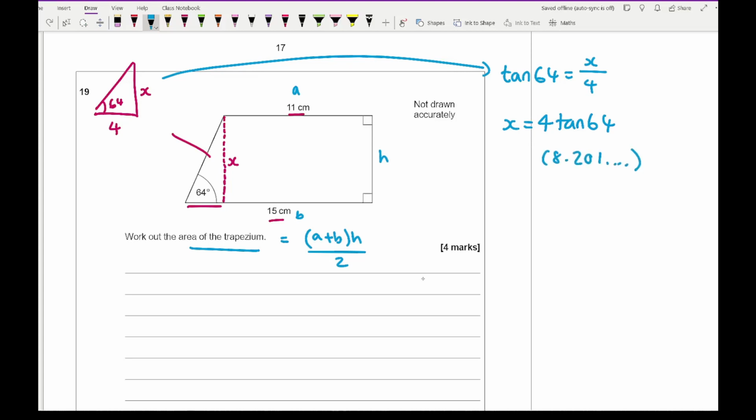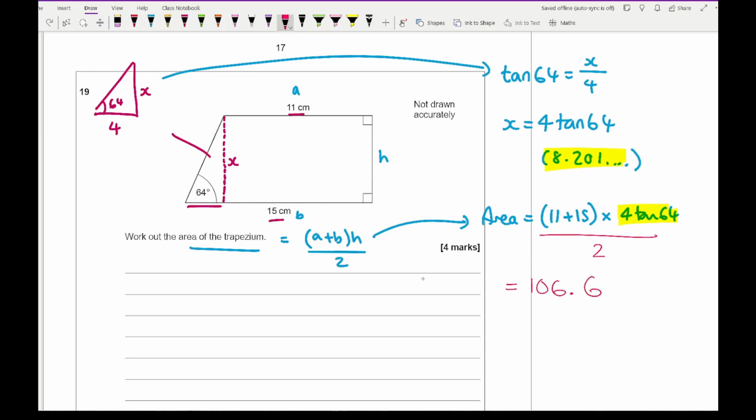blah blah blah. Now here then, to use this formula, the area is going to equal 11 plus 15 multiplied by 4 tan 64, or you can use 8.21, it's entirely up to you, and that's all divided by 2. And if I type that all into my calculator, I get an answer of 106.6 centimeters square, and that's to 2 decimal places. I'm just neating that up.